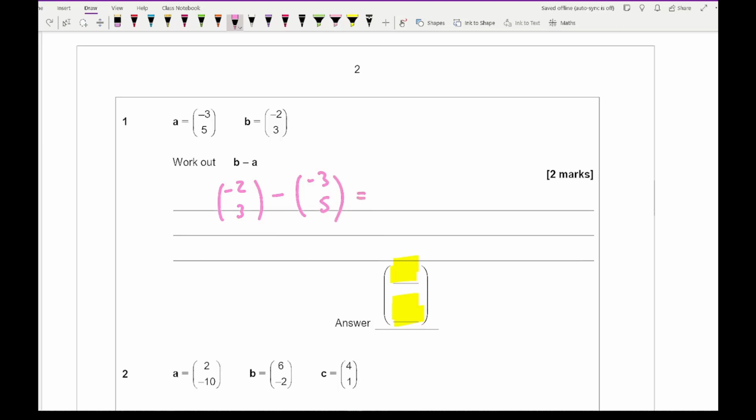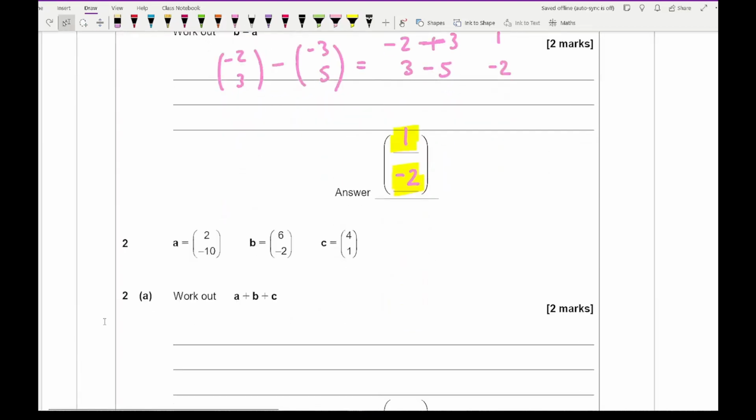So we just need to be careful with negatives. It's going to be minus 2, minus minus 3, and 3 minus 5. Now, two minuses in the middle become a plus, so that's going to become 1, and the bottom number is going to become minus 2. So the answer then is 1, minus 2.